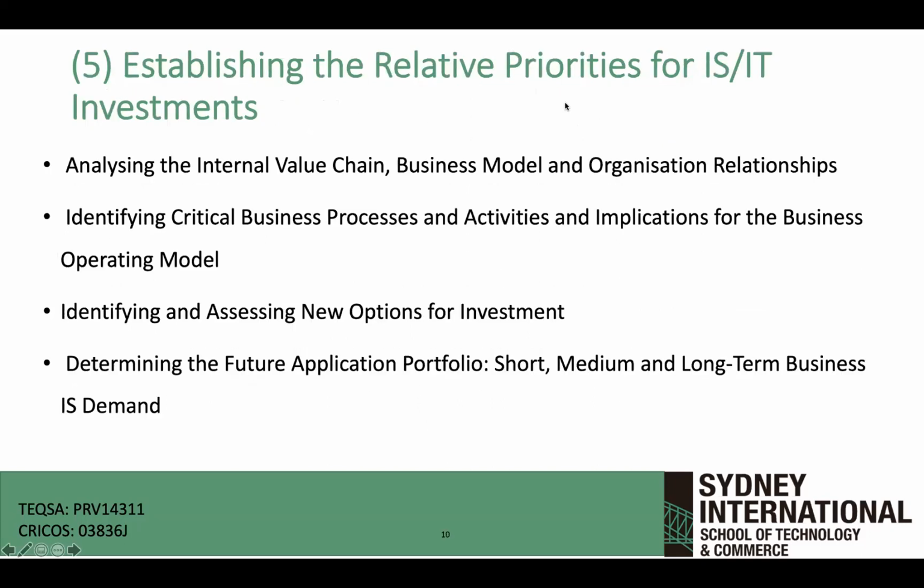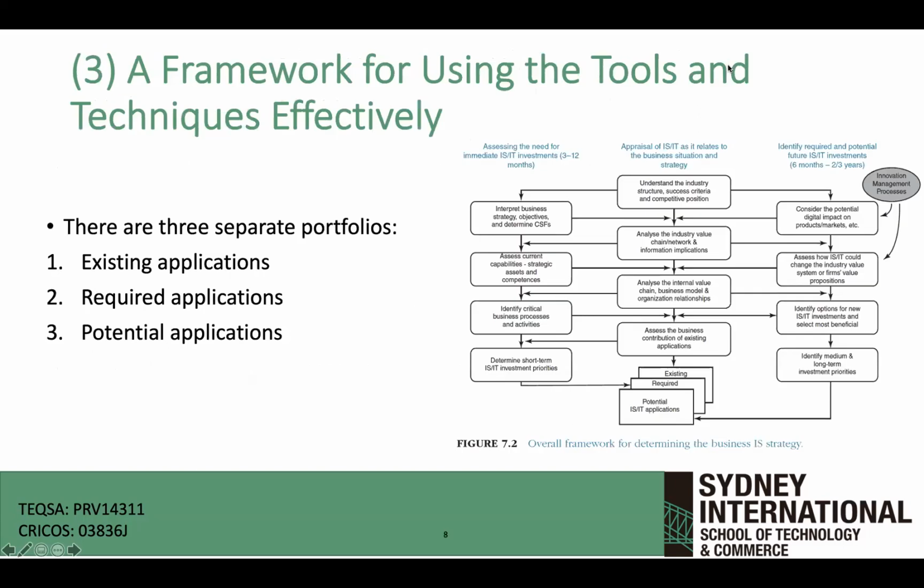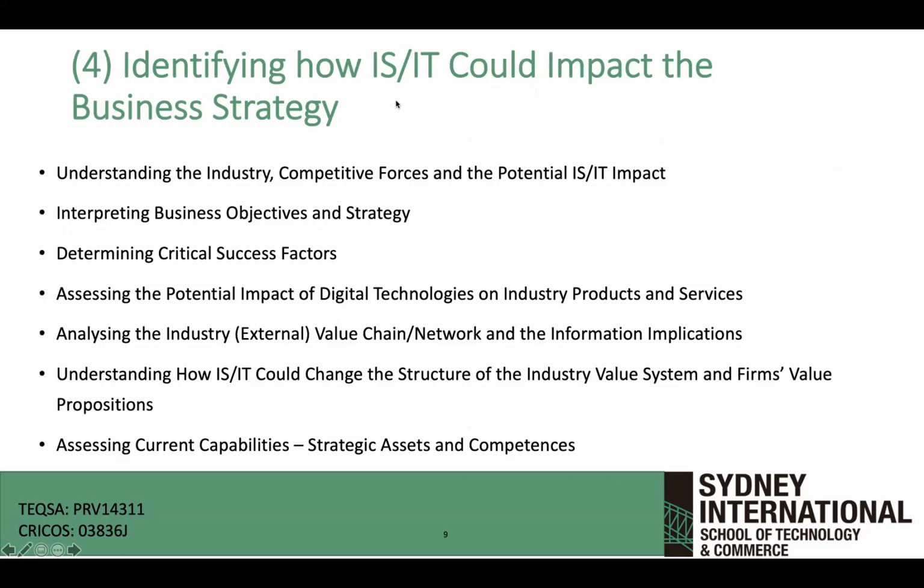But if you want to establish the relative priorities for investment, then you look at those bottom items. They think about the relative priorities of my investment. What do we really invest in? But in summary, to identify how IS and IT could impact the business strategy, we need to understand the industry that is available, the competitive forces around us, and consider the potential IS and IT impact on industry and on competition, what could happen because of IS and IT.